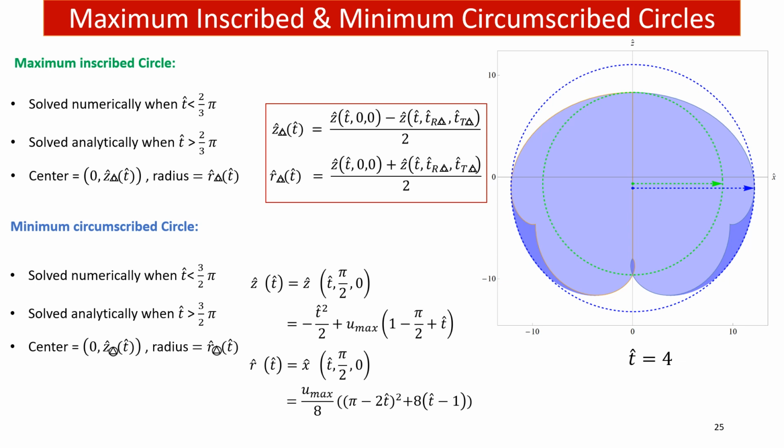For the minimum circumscribed circle, we solved numerically when t hat is less than 3 over 2 pi, and solved analytically when t hat is greater than 3 over 2 pi, and the analytical equations are in the red box.